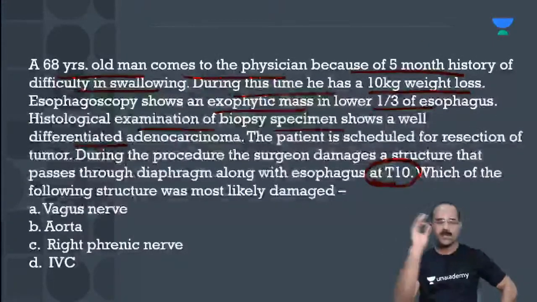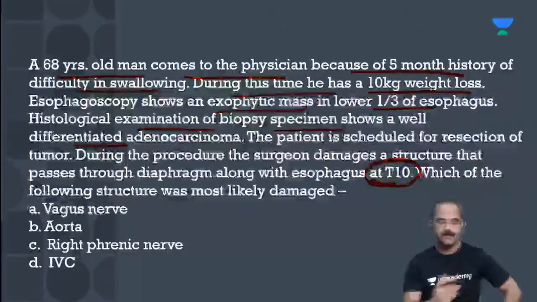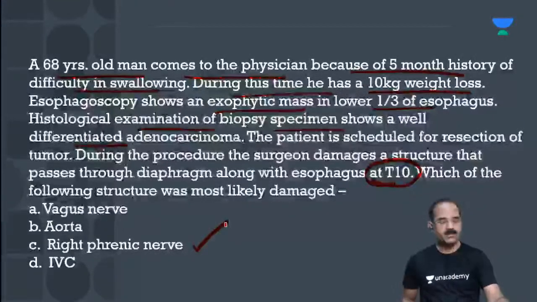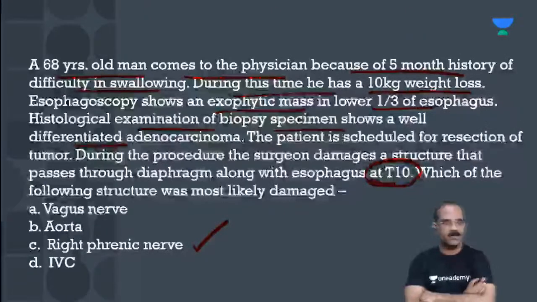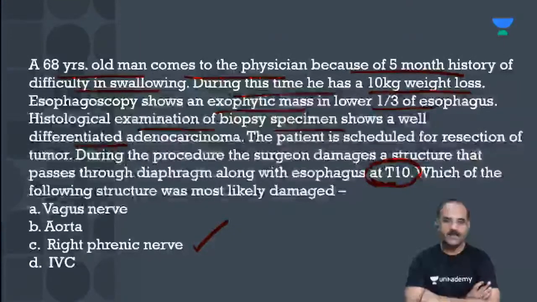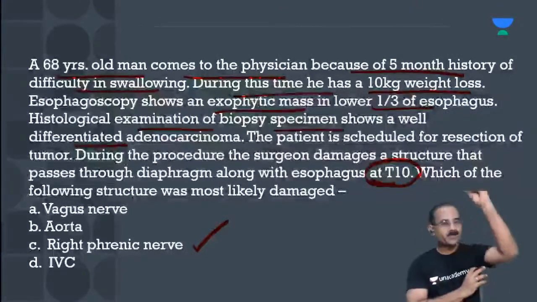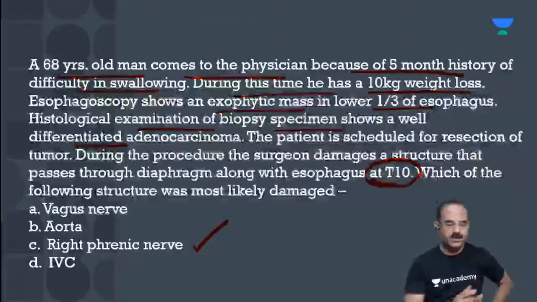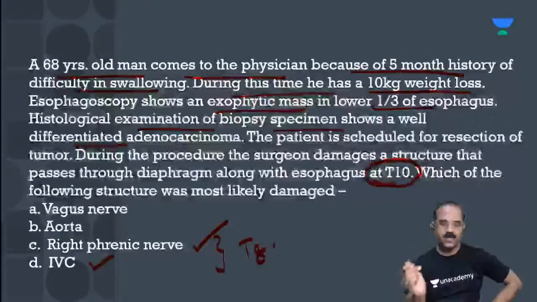The right and the left vagus nerves. The right and the left vagus nerves pass along with the esophagus at T10. How does the right phrenic nerve go? Answer this. The right phrenic nerve goes along with the IVC. The right phrenic nerve goes along with the IVC, and the left phrenic nerve directly pierces the diaphragm and goes in. So the right phrenic nerve along with the IVC passes at T8. The left phrenic nerve directly pierces the diaphragm and goes down into the abdomen.